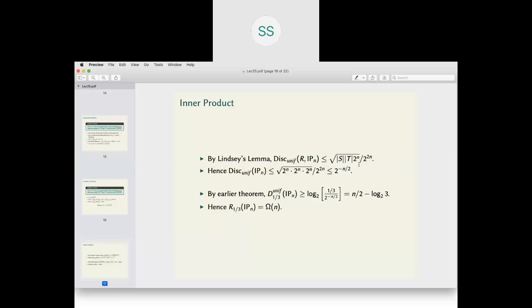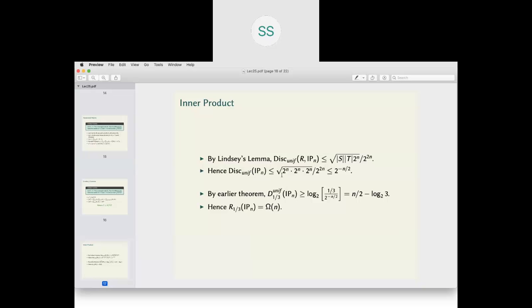So we are dividing it by 2 power 2. Right? This is what we have. Hence the discrepancy of R, with respect to a rectangle R, is at most the maximum. So what is the maximum S can be and what is the maximum T can be? In the worst case, S can be everything and T can be everything. So S could be of size 2 power n, T could be of size 2 power n.